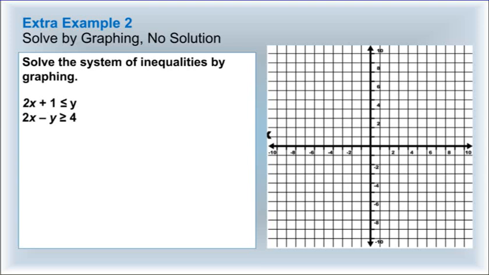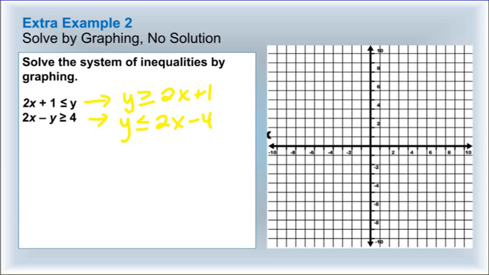Next, solve this system. Top one here, if I rewrite this as y is greater than or equal to 2x plus 1, and this one here, I need to subtract 2x and then divide by -1. So that means I have to flip the symbol, and I would have positive 2x and then -4.